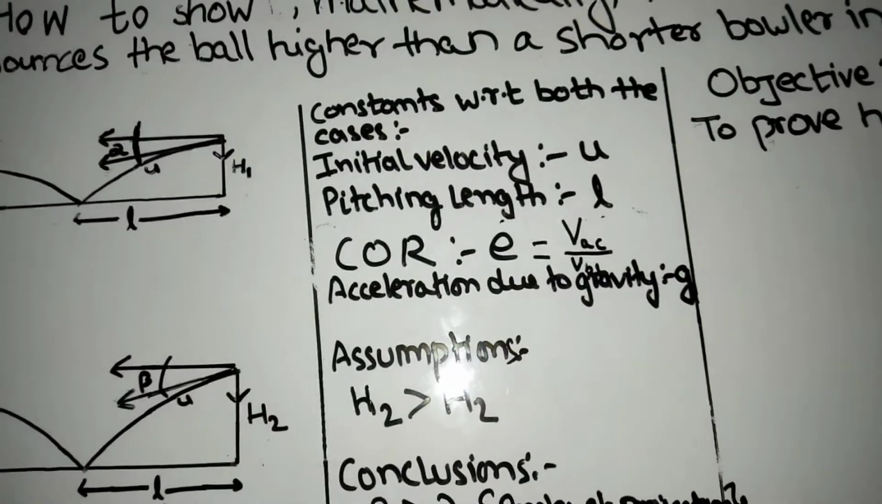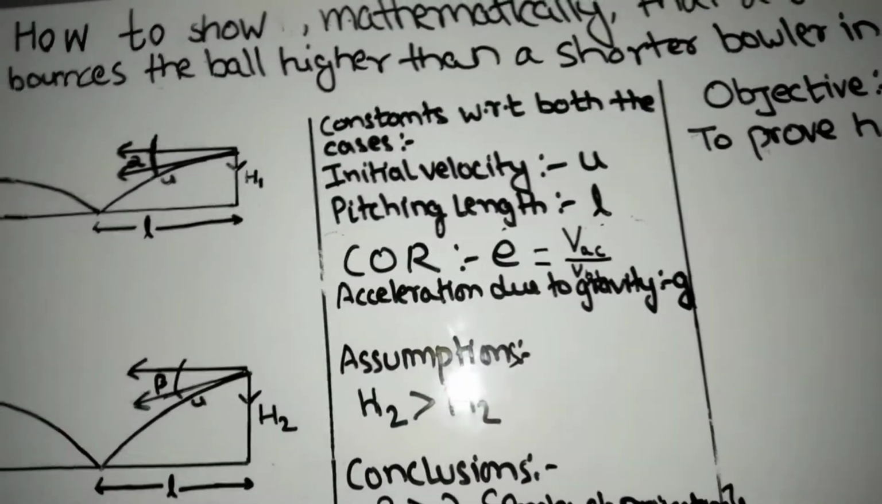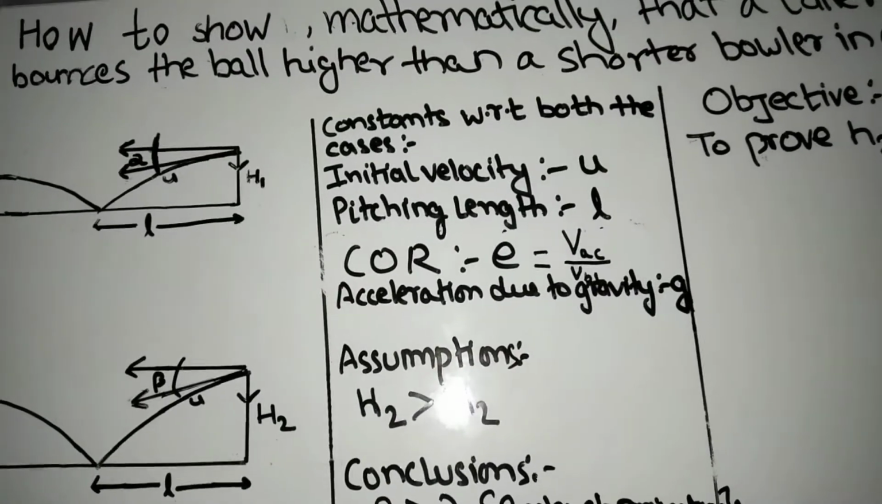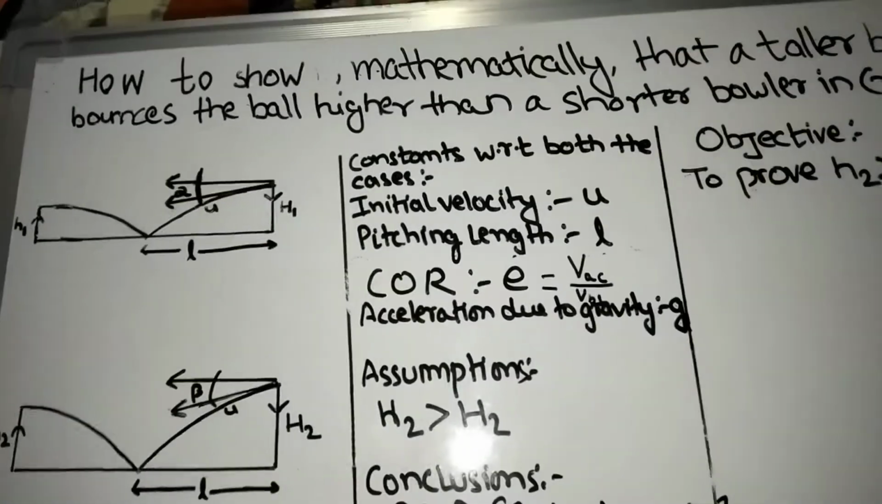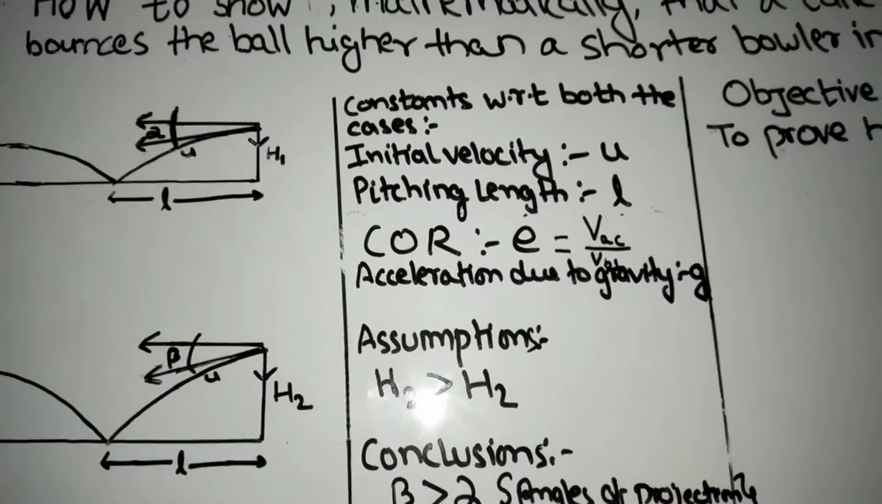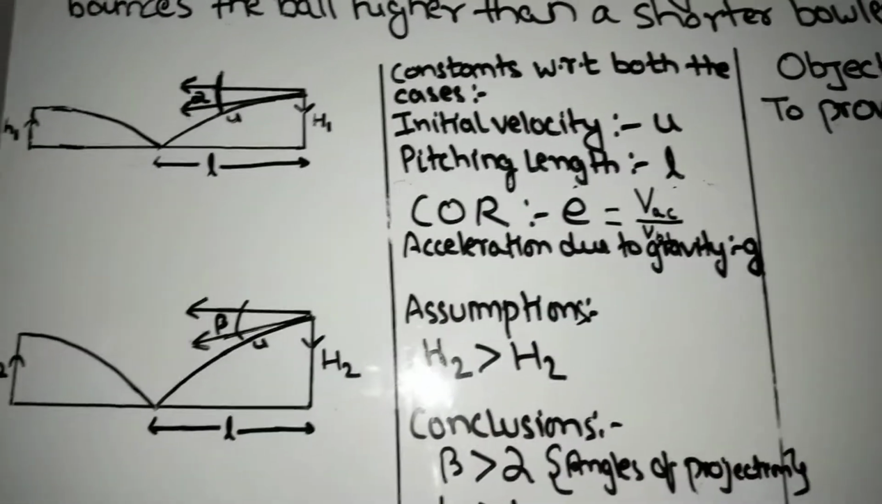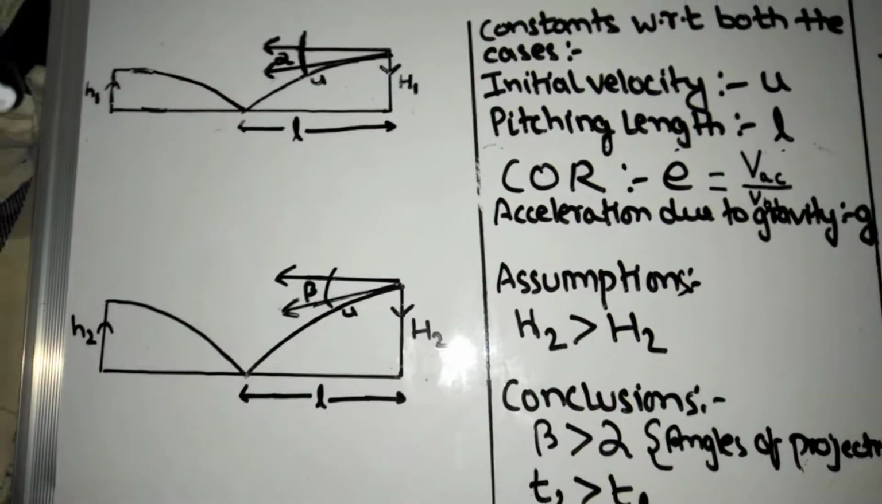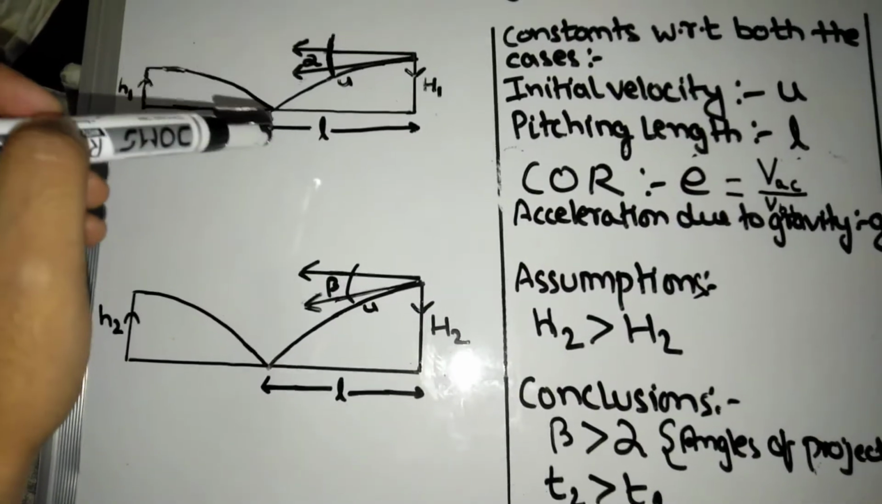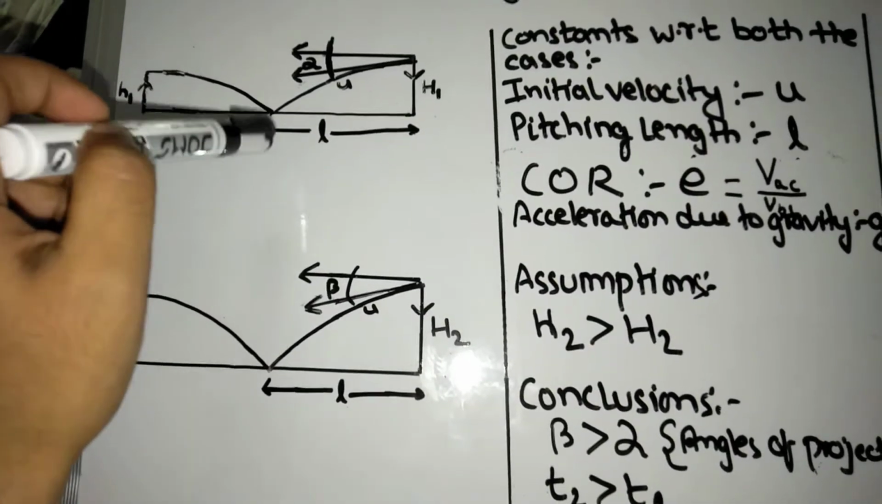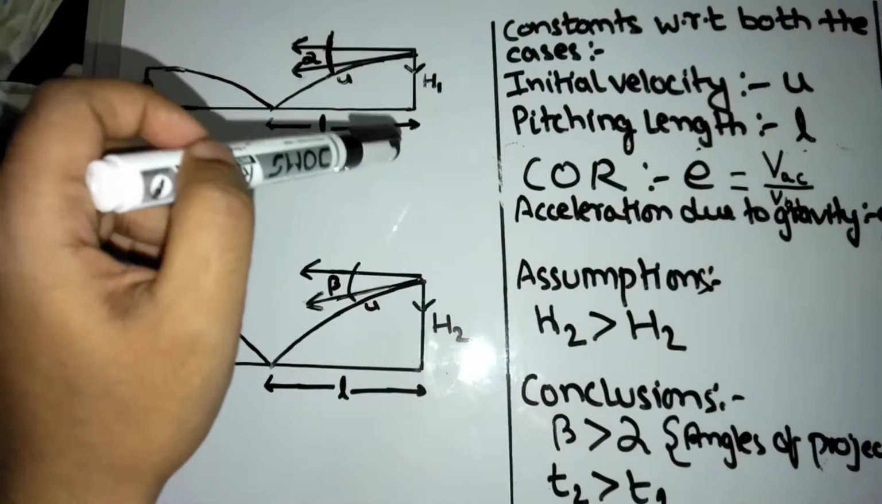The second one is the pitching length, which is denoted by small l. The pitching length represents the distance of the point of pitching from the bowlers.